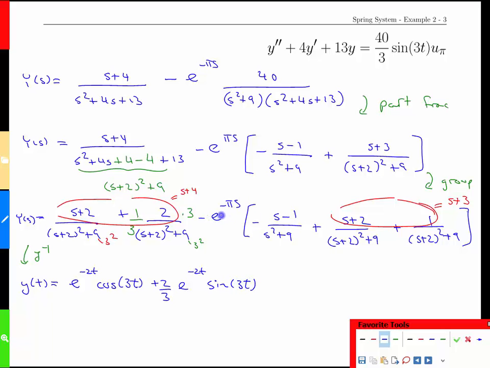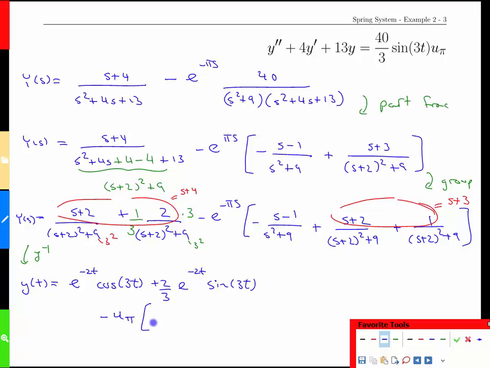And then we get the impact of the step function. Here we have this negative exponential, so that indicates that there is a step function. So we get that first. There's a negative outside, we just keep that. So all of the following functions are going to get turned on at time pi.